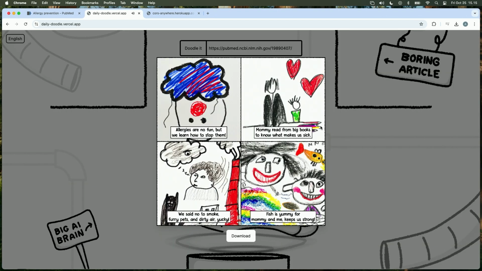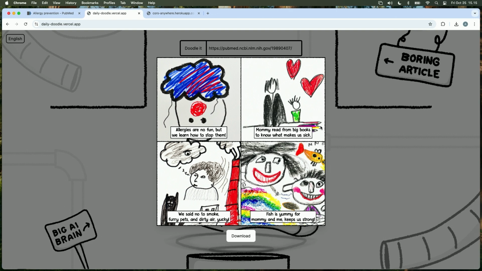Allergies are no fun, but we learn how to stop them. Mommy read from big books to know what makes us sick. We said no to smoke, furry pets, and dirty air. Yucky. Fish and yummy for mommy and me keeps us strong.